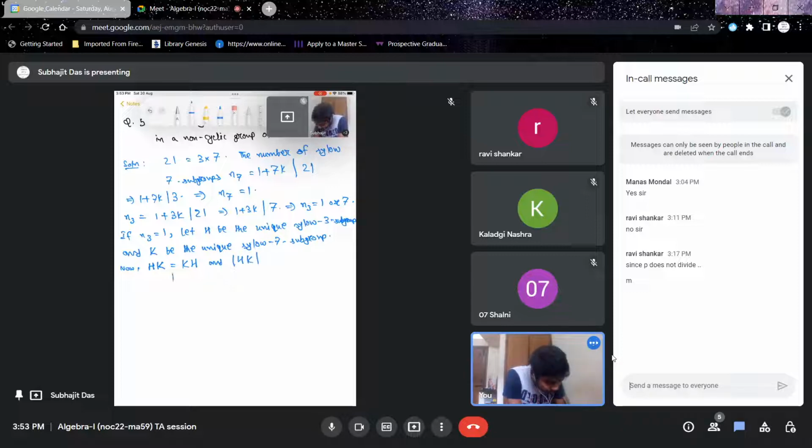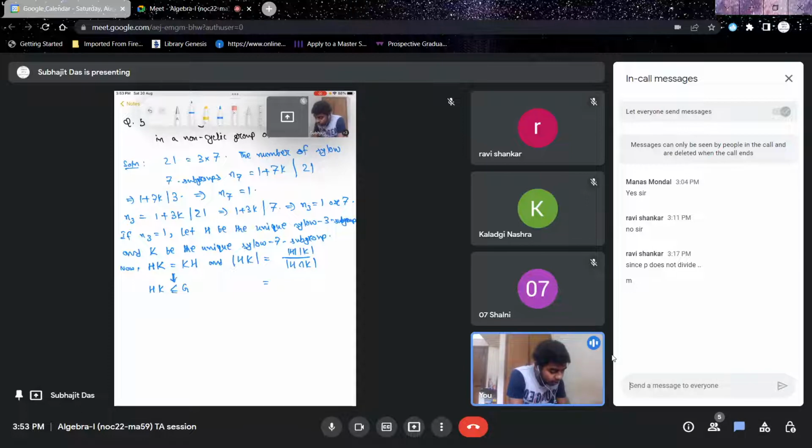So what this precisely implies is that HK is a subgroup of G. You know that if you are given subgroups H and K, HK is a subgroup if and only if HK is equal to KH. And what is the order of HK? This is the order of H times the order of K over the order of H intersection K.